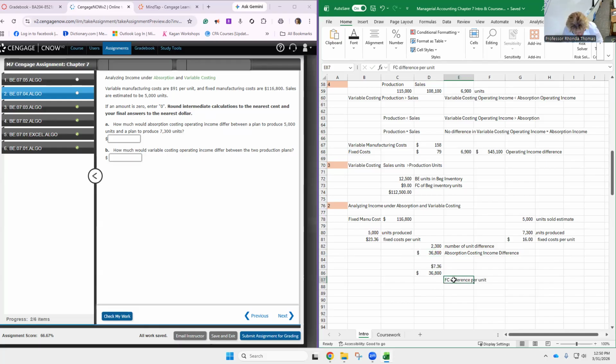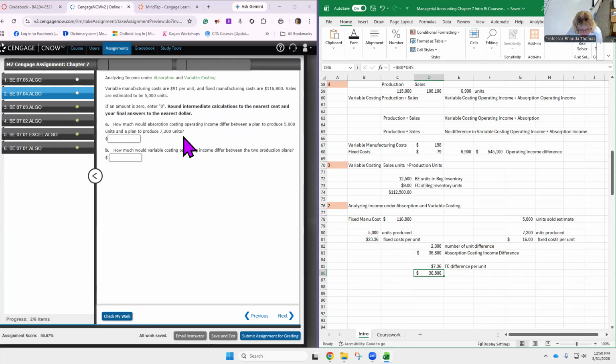Yep. So this is the fixed cost difference per unit, right? Fixed cost difference. So this is the difference between that number and that dollar number. But I mean, you have to know what to take times what.